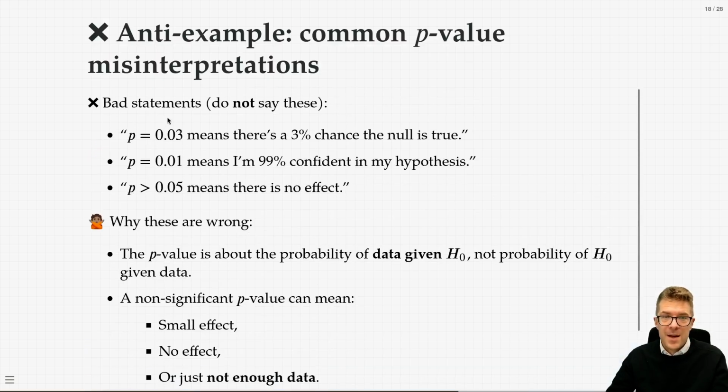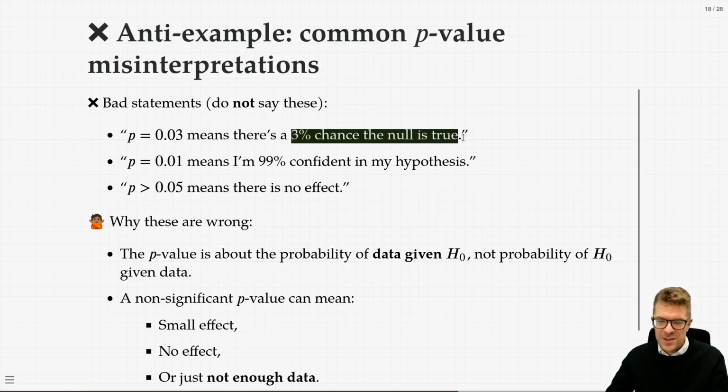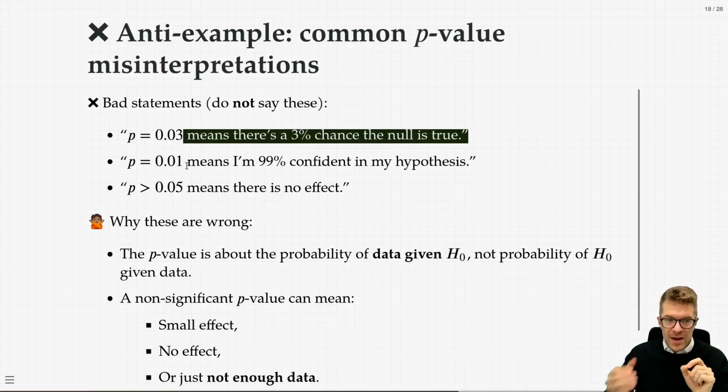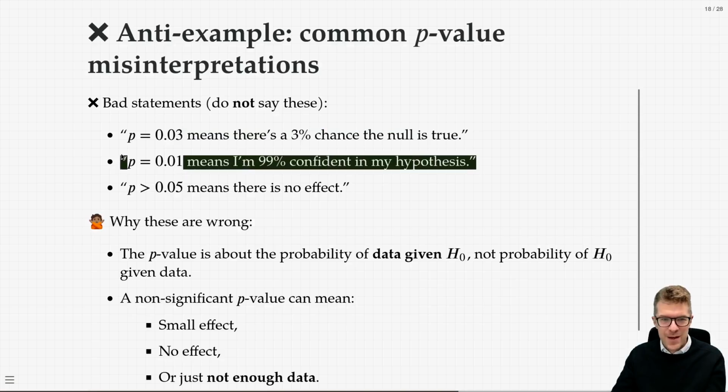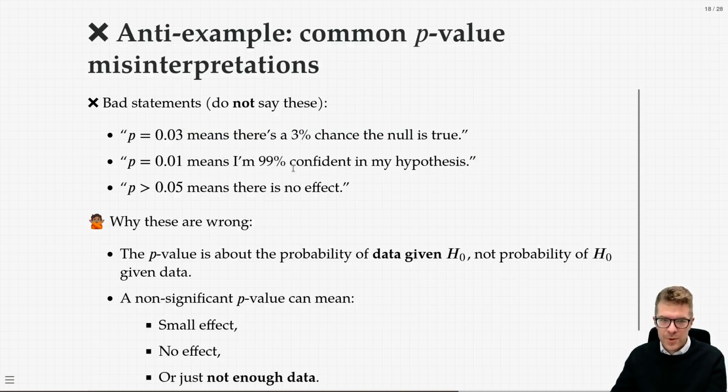So again, the anti-examples, some bad statements that I actually see quite often in real science. A p-value of 0.03 means that there's a 3% chance that the null hypothesis is true. This is what I just complained about. That's a bad thing to say. If the p-value is 0.01, that means that there's only a 1% probability that an observed statistic is this big or bigger. Therefore, you're going to say that you're 99% confident in your hypothesis. This is something that I worry that I myself might have said at some point. This is also not really the case. Your hypothesis has nothing to do with the Gaussian distribution, which is about the null hypothesis, which has nothing to do with your alternative hypothesis.